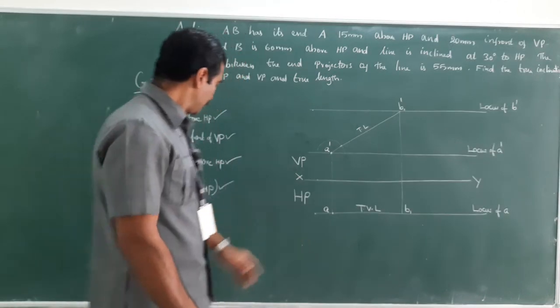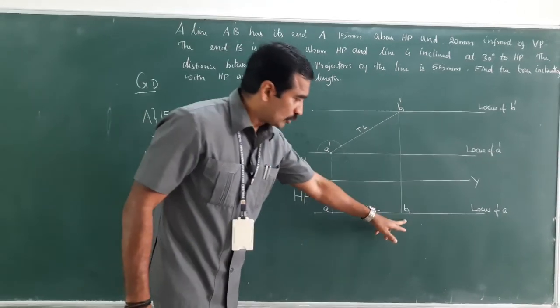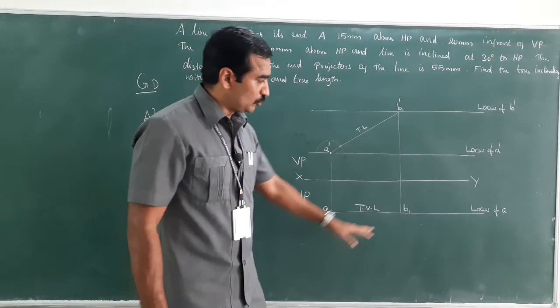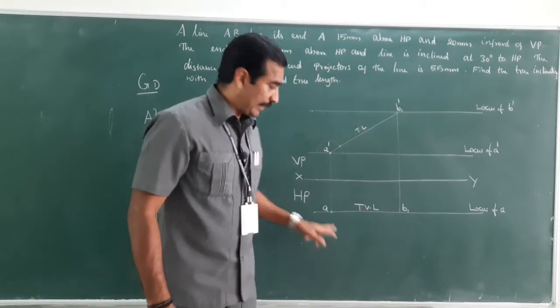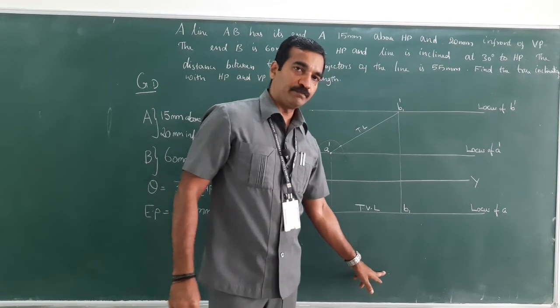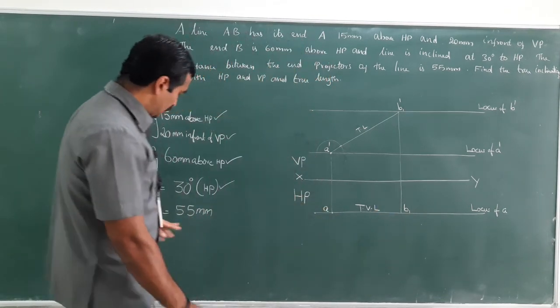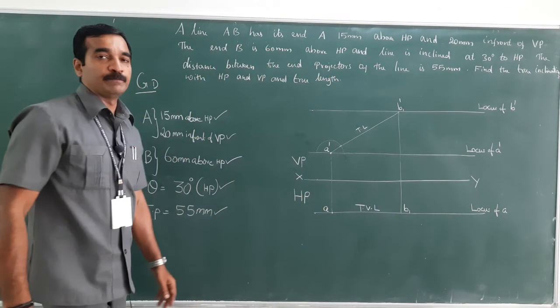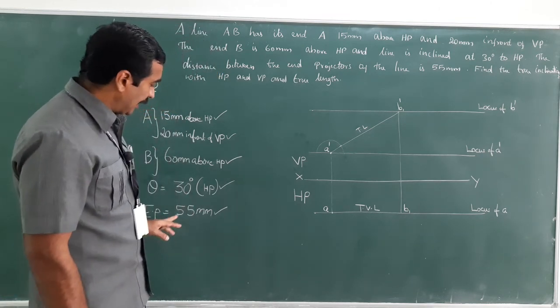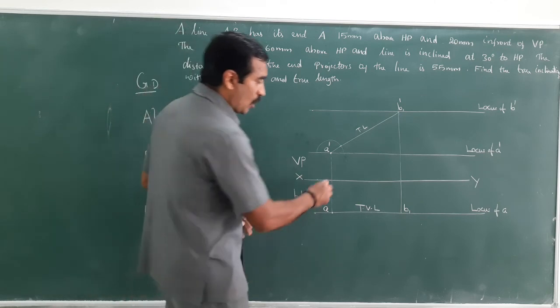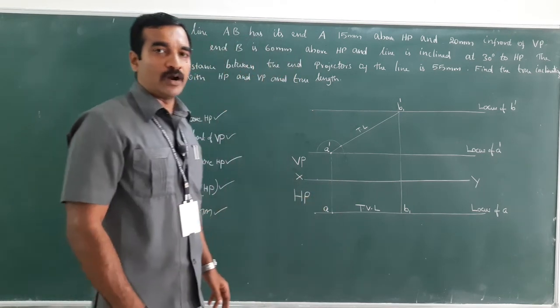Right. So now, in order to get the final top view, I need to know the locus of B. Then only I can rotate and connect the points A and B. Right. So for which the end projector is given. The end projector is given, so I am going to take 55 mm on the XY line.